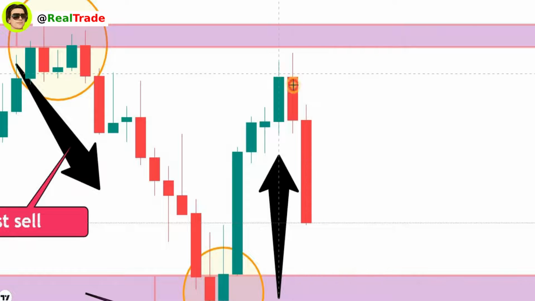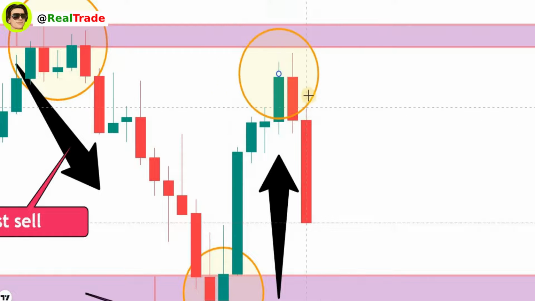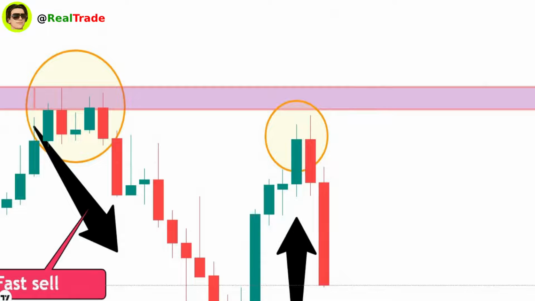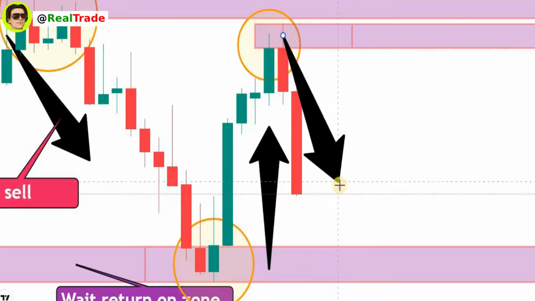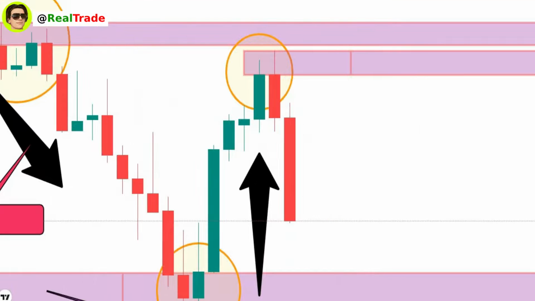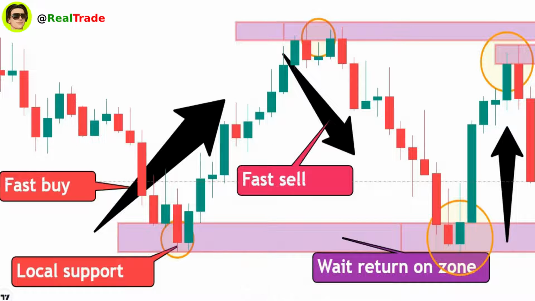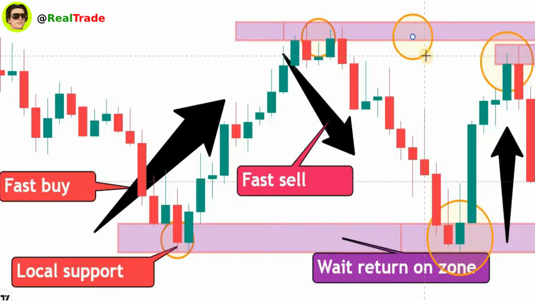Local support zone, go to local resistance zone. Design local resistance zone. Yes, look at the chart. On the local support zone, go to local resistance zone.